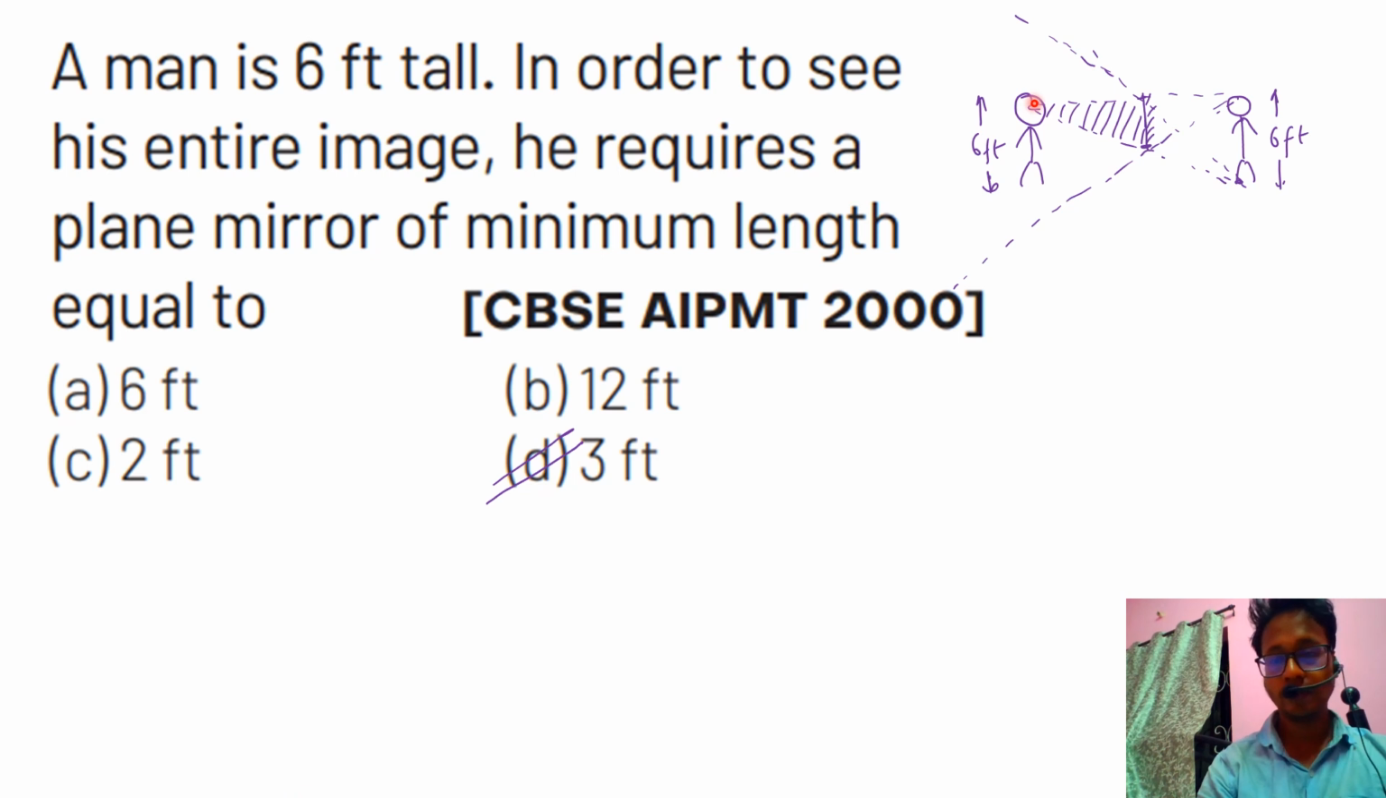This observer can see anything in this zone. This leg can be seen by any observer out here. This head can be seen by any observer out here. And this observer can see everything that is in this zone. Understood?